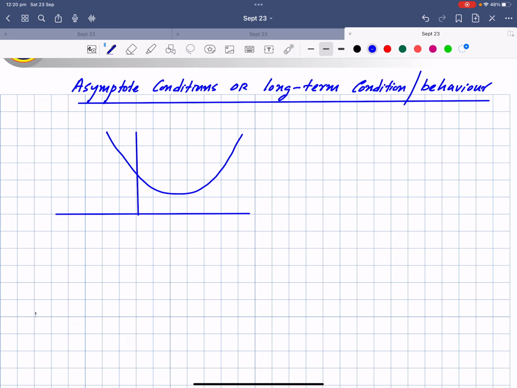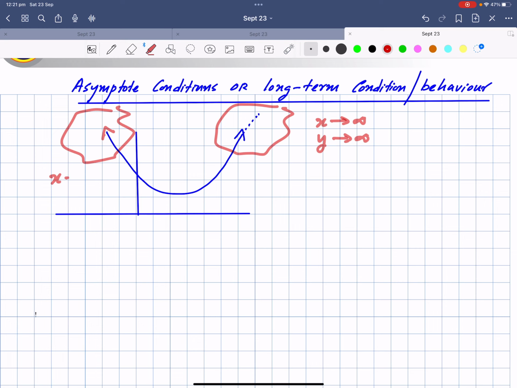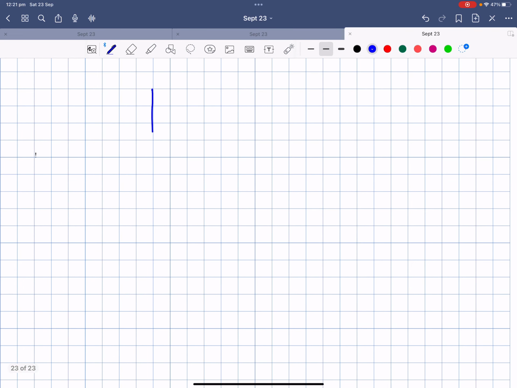Now you have a parabola here. If you look at the behavior which is happening here, you can see x goes to infinity, y goes to infinity, right? And this side, you can see x goes to minus infinity, y goes to infinity. You can see that. Those are not asymptote conditions. Asymptote condition is like this.